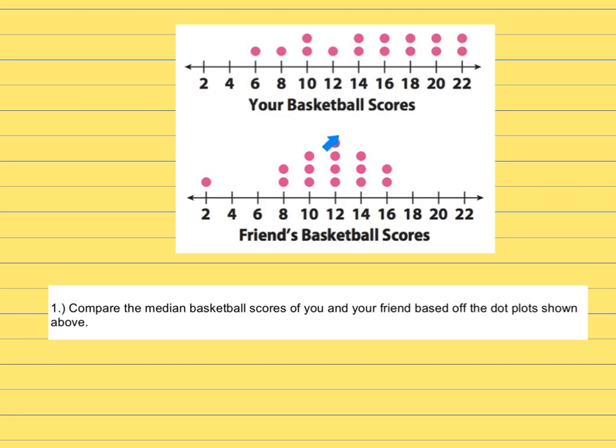Then this goes up and down. So they have a big group, a cluster in the center. And they also have this one dot that's far away. The question we're going to answer on this one, it says, compare the median basketball scores for you and your friend. So the most important thing is we know what we're looking for. This says we're looking for the median, and if you remember from the last slide, median means the middle dot.